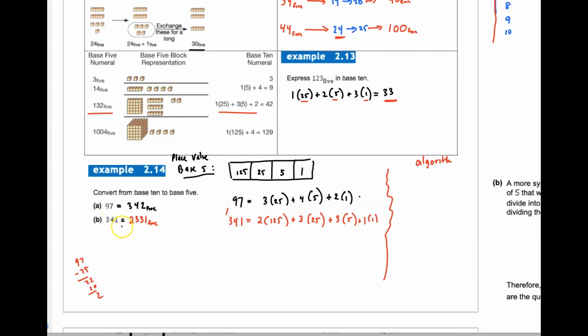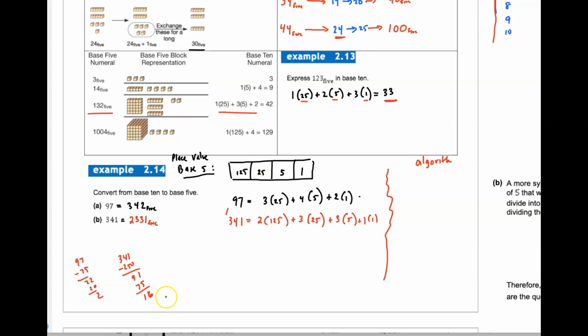Now 341 is a little bit harder because the number is bigger, but we go through the same process. How many times does 125 go into 341? 2 times, and so that's where you have 2 in that place value. What's left over after 341 minus 250? 250 is 125 twice. What you're left with is 91. How many times does 25 go into 91? 3 times, and that's 75. So what's left over is 16.